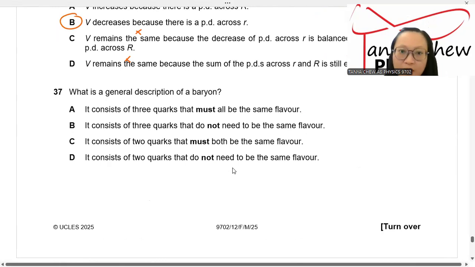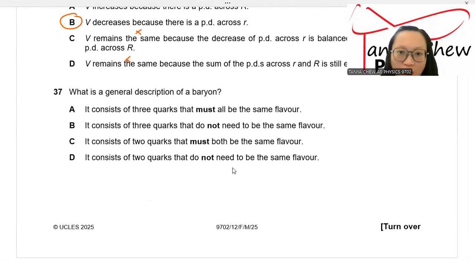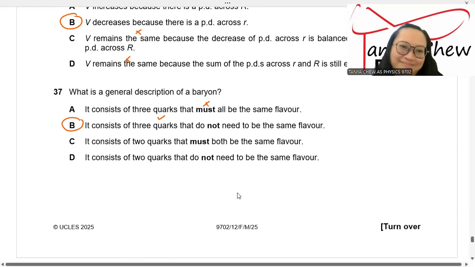So still remember, baryons consist of 3 quarks. Right? So first one, A, it consists of 3 quarks and all the quarks must be of the same flavor. No. Don't need to be the same flavor. Some of the quarks have different flavors, right? B, it consists of 3 quarks, which is true, and do not need to be the same flavor. Yes, B is the exact answer.